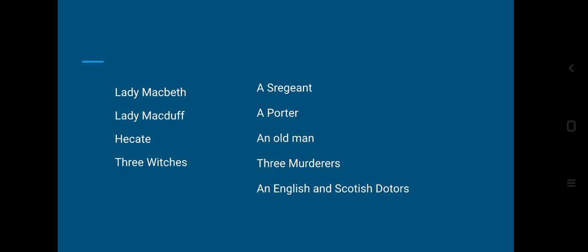Hecate is the deity that governs all the three witches. So witches, you will be mainly talking about three witches, and they will also be referred to as the three weird sisters. And the deity that has power over these three witches is called Hecate. Three witches I just told you about, and we'll meet these three witches in the very first scene, Act 1, Scene 1. The next video will be on that only.